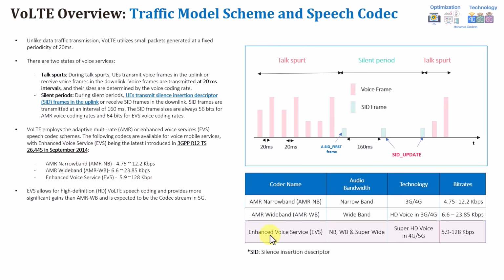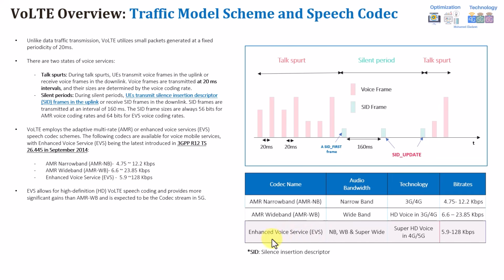Then in 2014, EVS was introduced. In general, EVS allows for high definition HD VoLTE speech coding and provides more significant gains, as mentioned here. So it is now expected that EVS will be the mainstream in the 5G network.